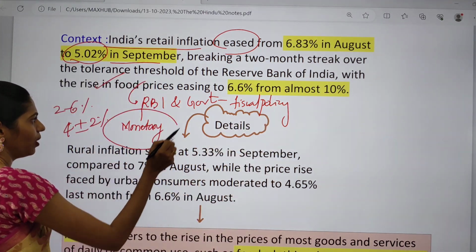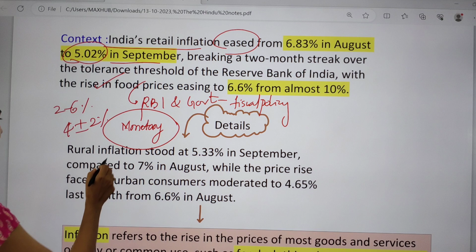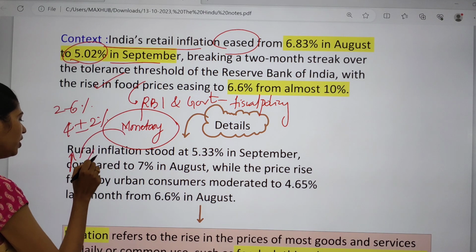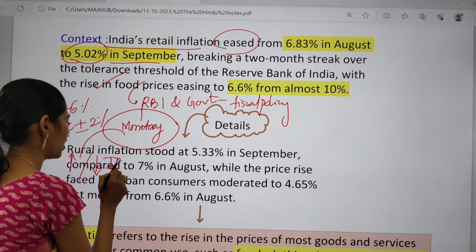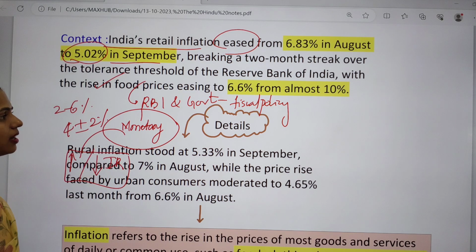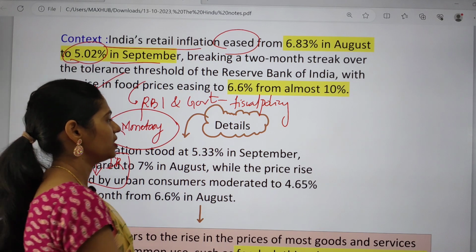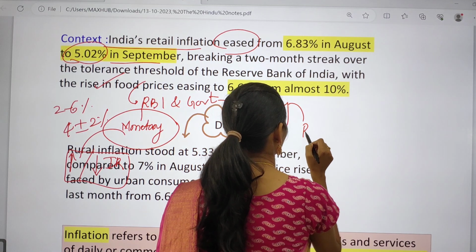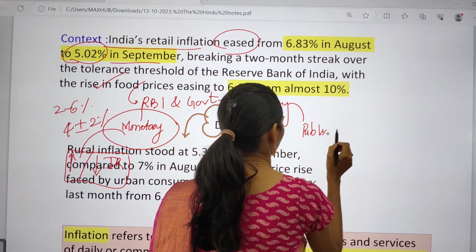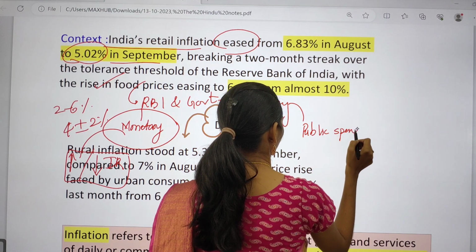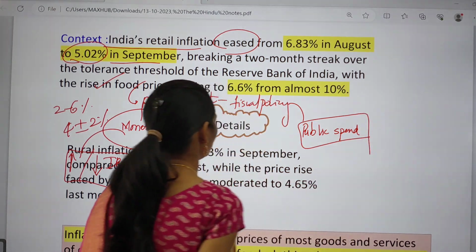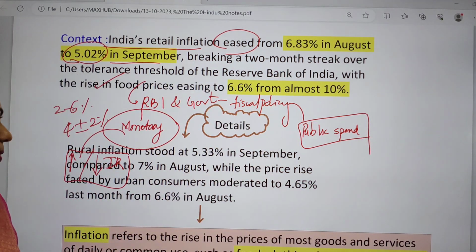So in this monetary policy, RBI will be increasing or decreasing interest rates to control inflation in the market. But in this fiscal policy, government will come up with public spending. Okay, so these are some important things that you have to remember.